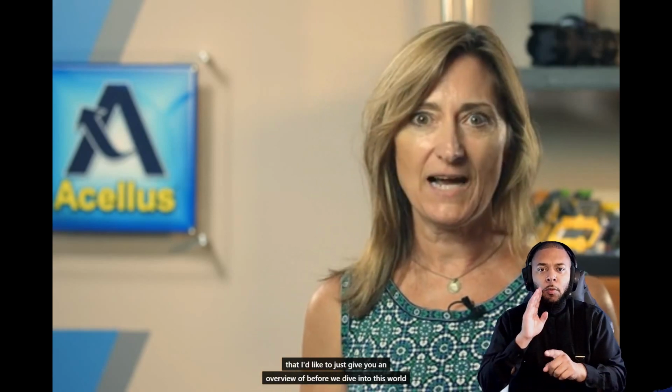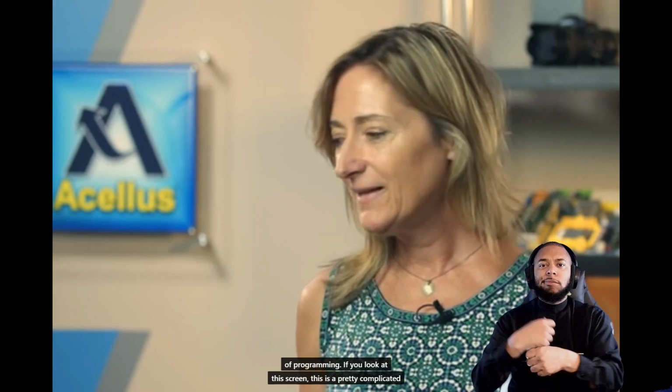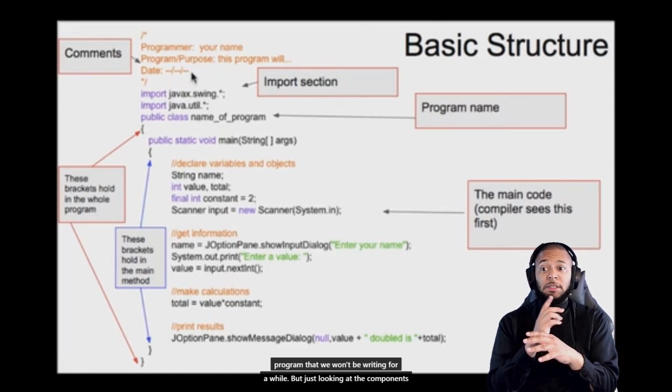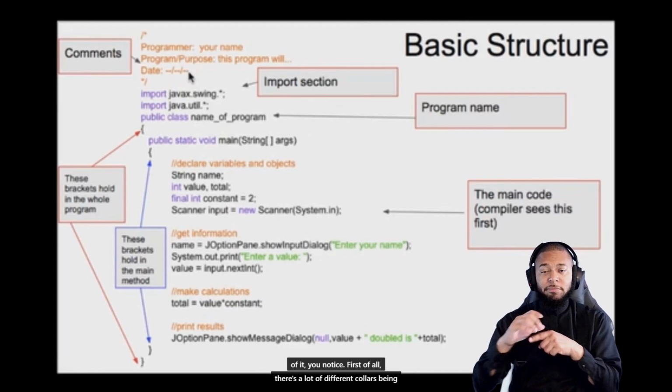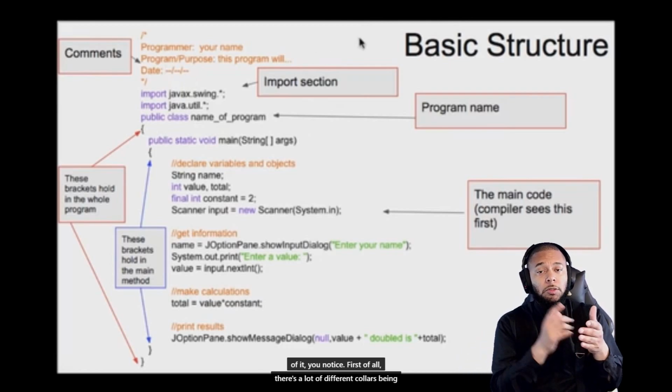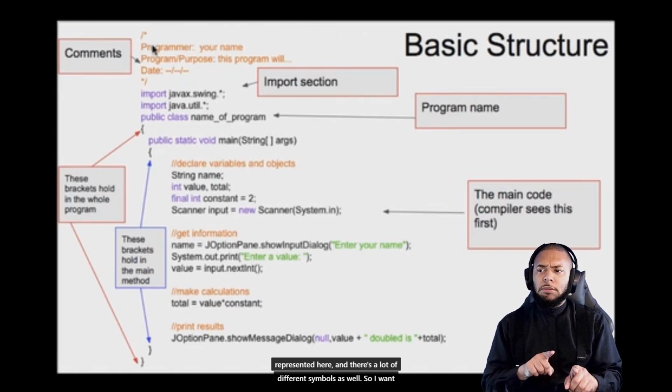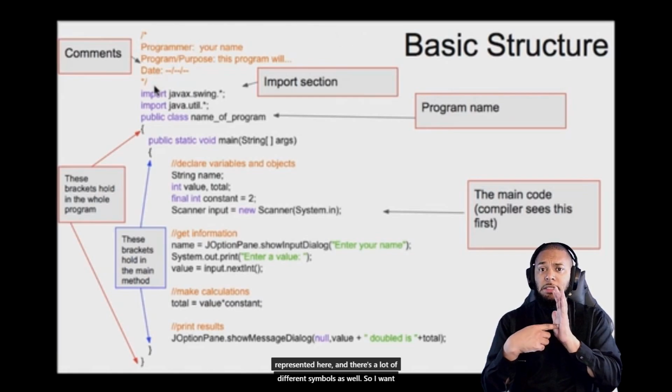So every program that we type into Java is going to have the same basic structure. It'll vary depending on what we're trying to complete, but there's some components that I'd like to just give you an overview of before we dive into this world of programming. If you look at this screen, this is a pretty complicated program that we won't be writing for a while, but just looking at the components of it, you notice, first of all, there's a lot of different colors being represented here. And there's a lot of different symbols as well.